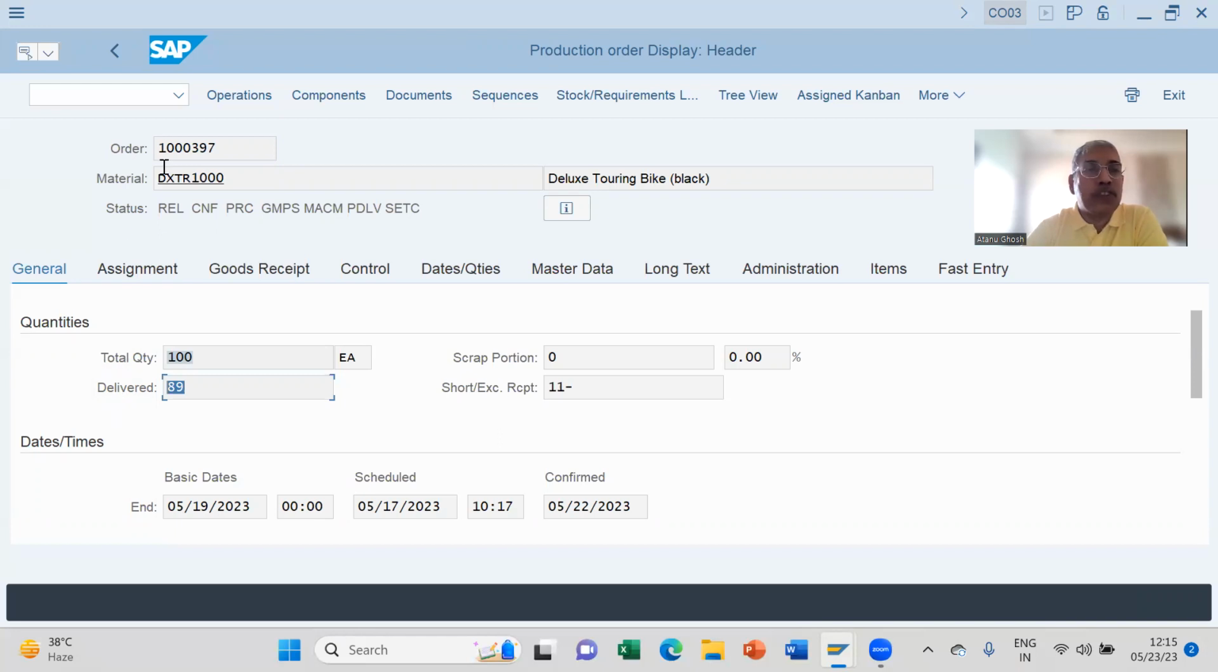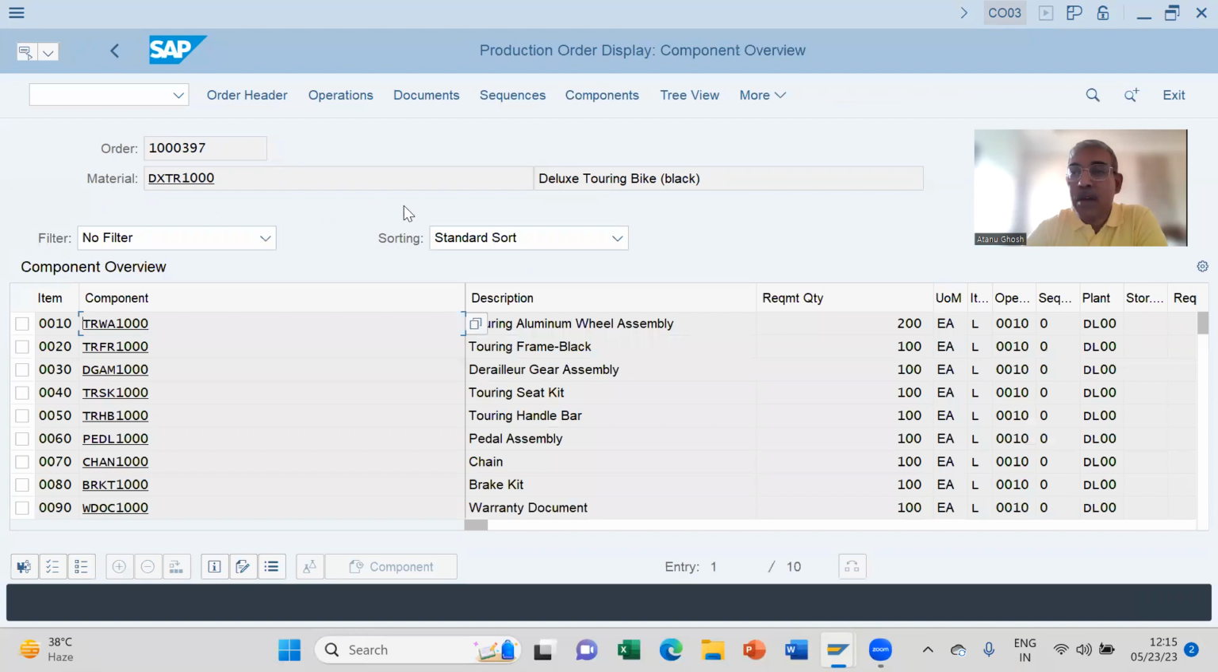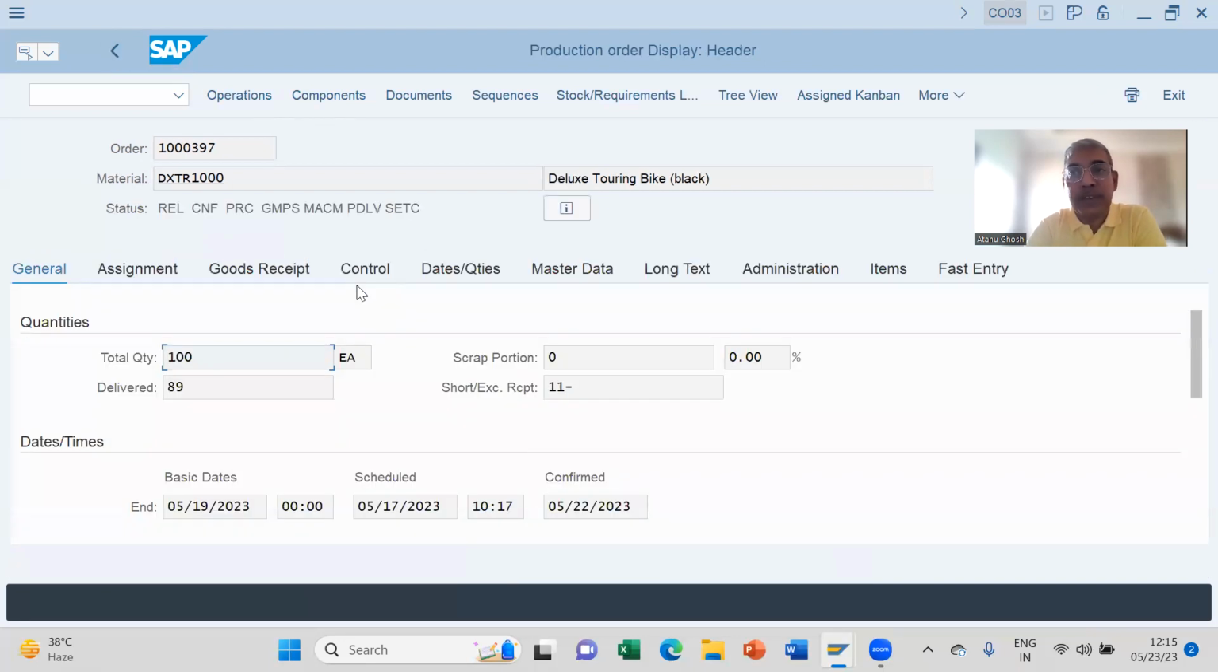This finished goods has various components, which we can see in the component list over here. These are the standard quantities of these components required to make 100 units of DXTR. However, we have issued actual quantities, which are different from the standard quantity, because while consuming the material, some components may get damaged, etc., and hence the actual quantity may vary from the standard quantity as per the bill of material.